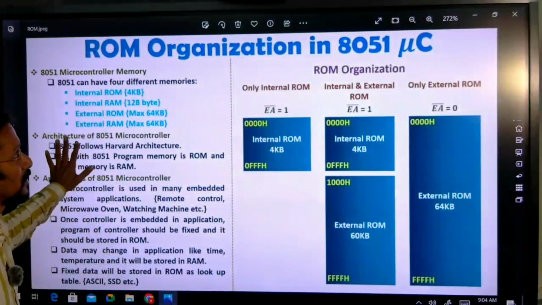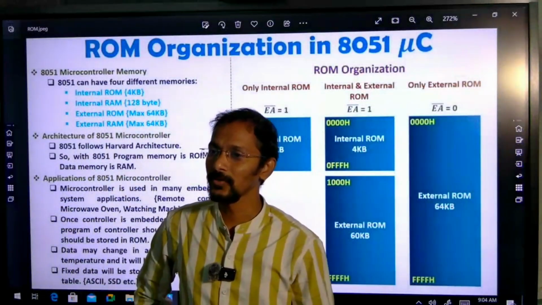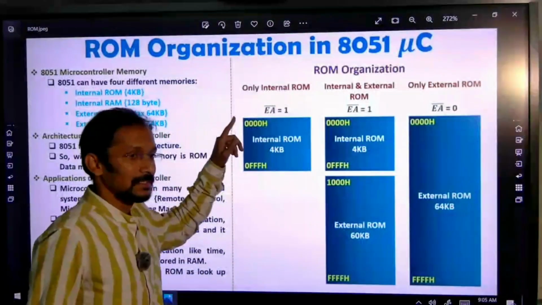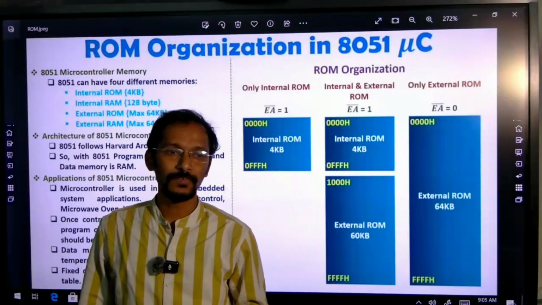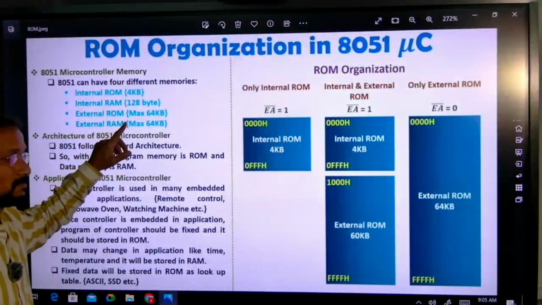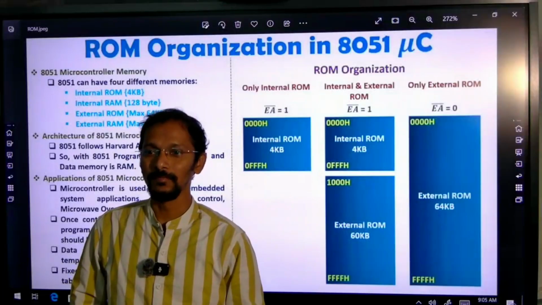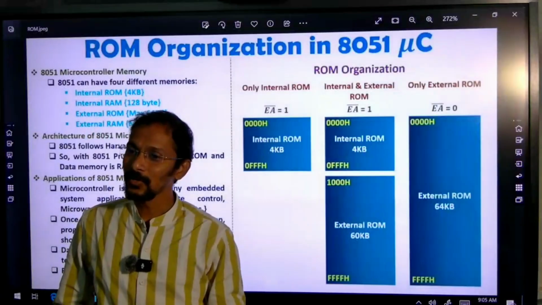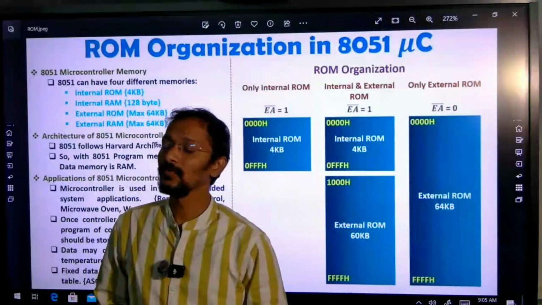Here first we will discuss the ROM. The internal ROM for the 8051 microcontroller is 4 kilobytes. It depends on the different families of the microcontroller, 8051, 8052, 8032. For the 8051, the manufacturer has provided 4 kilobytes of internal ROM memory. That is also called program memory or code memory, and this is a non-volatile memory.